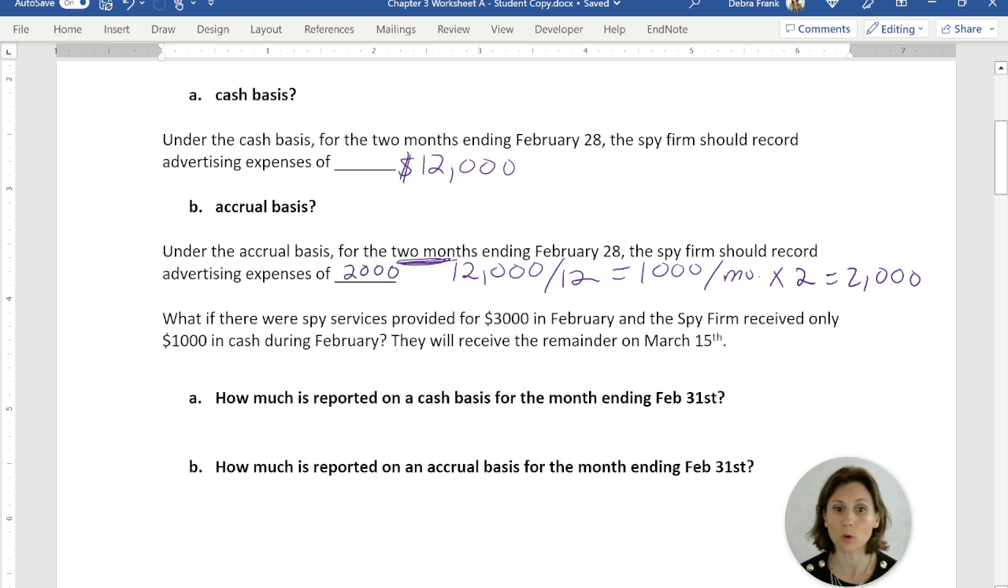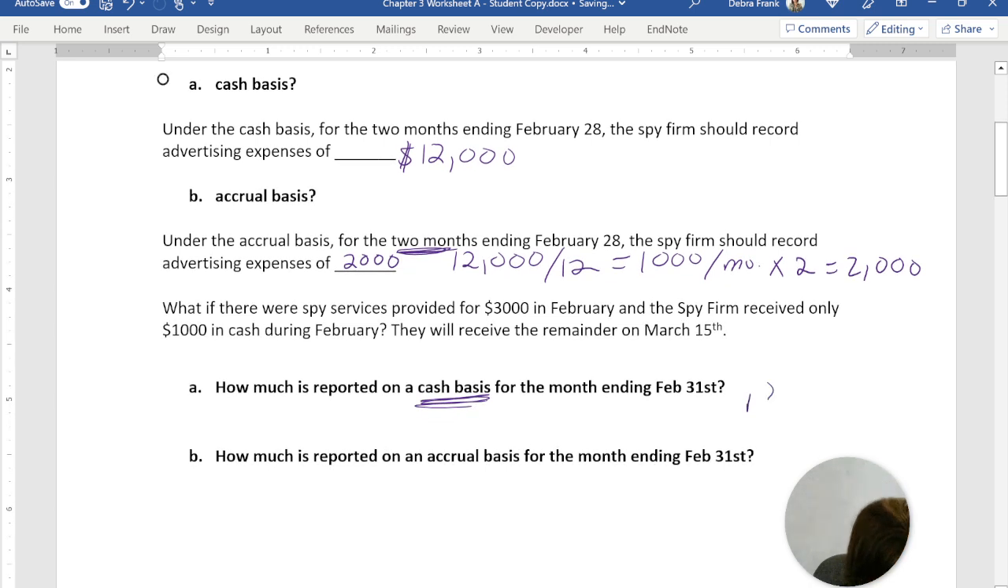How much is reported on a cash basis for the month ending February? Cash basis, well, how much cash was actually received? Only 1,000. That was what was actually received in February. Okay, so under the accrual basis, I underlined those for you, but let's take them out now as we go through the accrual basis.